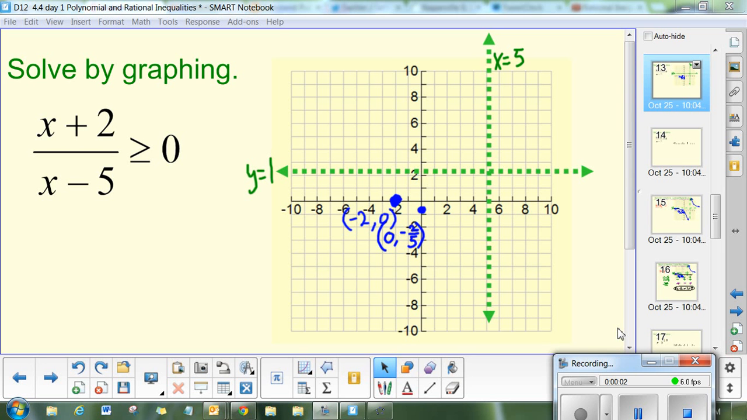Hello, this is Mr. Sladke. We are solving rational inequalities today. We're going to do the first by graphing.